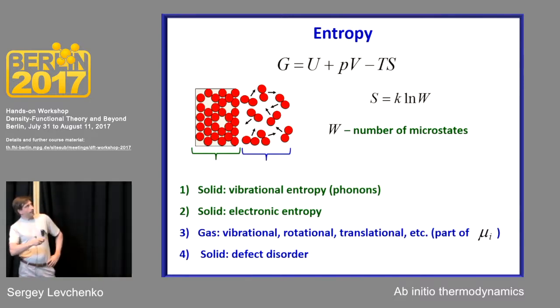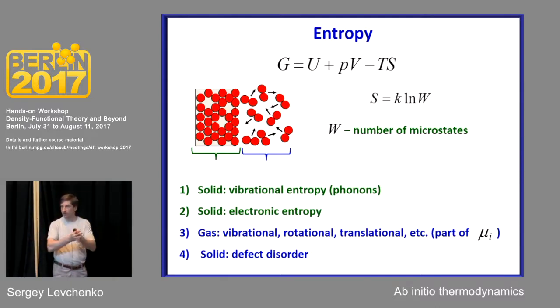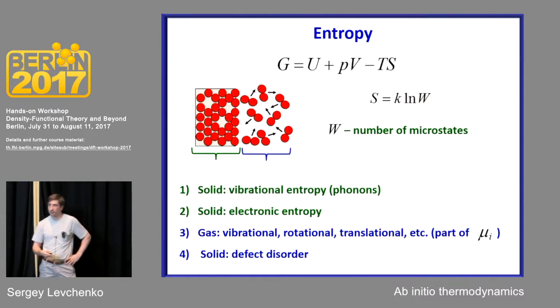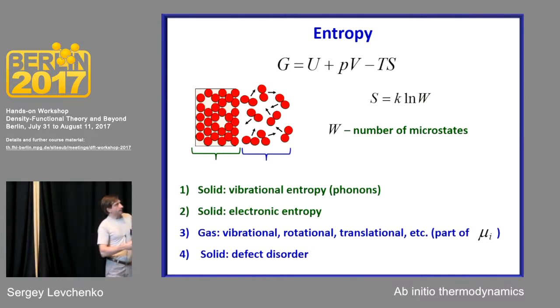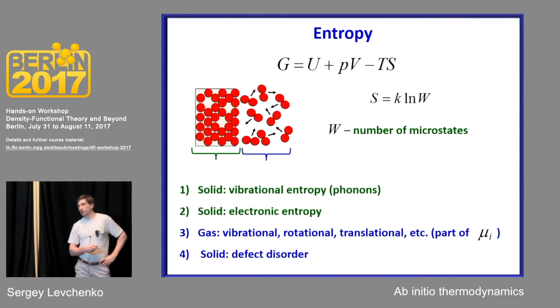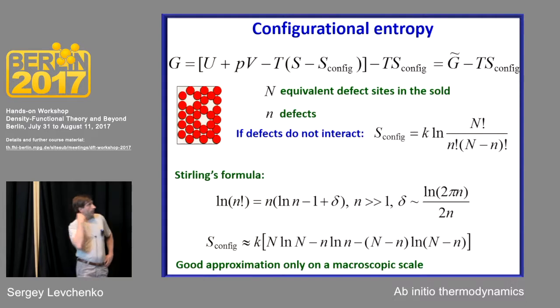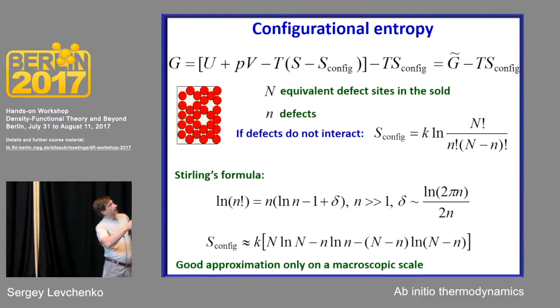But the system that we have is the solid with an atmosphere above the surface, right? And so there are also contributions to the entropy from the gas phase, which are vibrational, rotational, translational, etc., which is part of the chemical potential. And finally, we have this very important contribution for the defects, which is solid defect disorder. I separated it from the other contributions in a special part, which I call the configurational entropy.